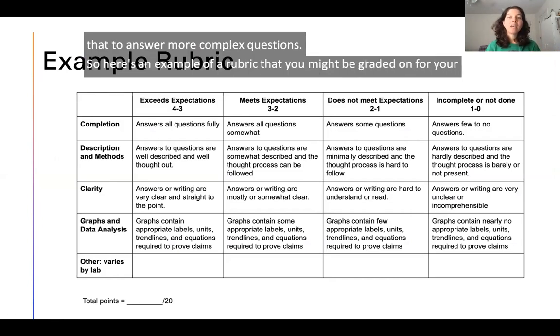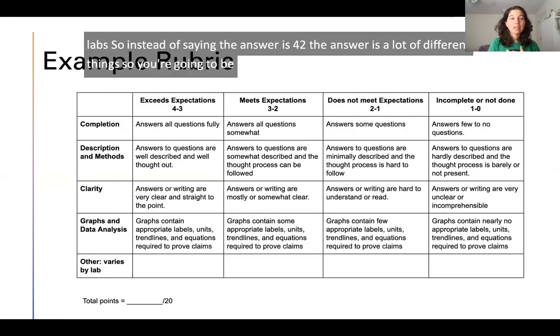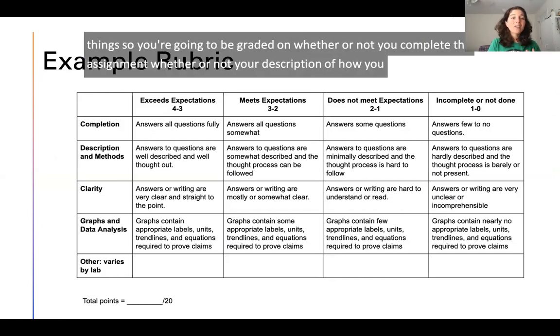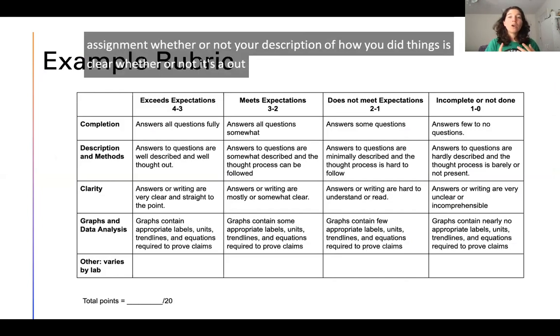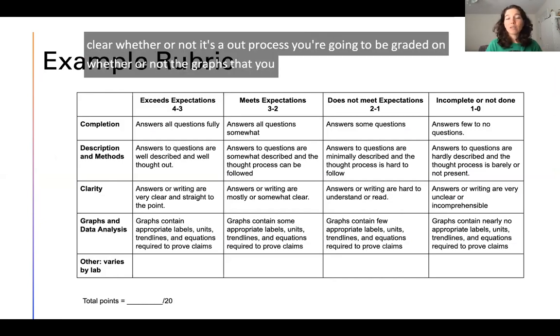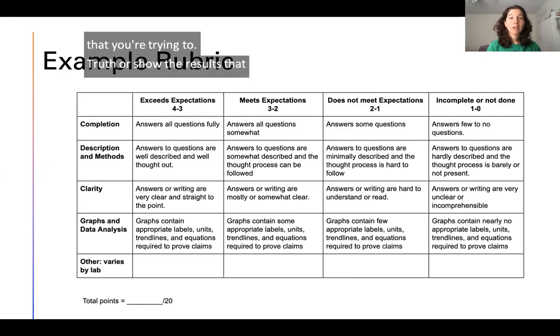So instead of saying, the answer is 42, the answer is a lot of different things. So you're going to be graded on whether or not you complete the assignment, whether or not your description of how you did things is clear, whether or not it's a well thought out process. You're going to be graded on whether or not the graphs that you make represent the methods that you told me you were doing, or that they prove the points that you're trying to prove, or show the results that you're talking about or showing, that sort of thing.